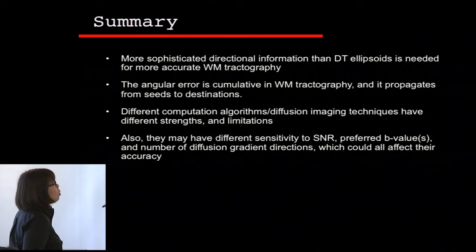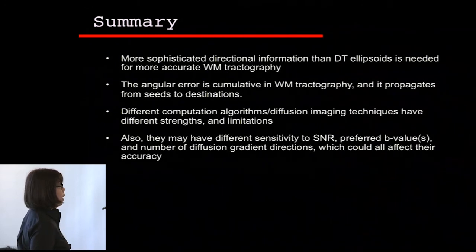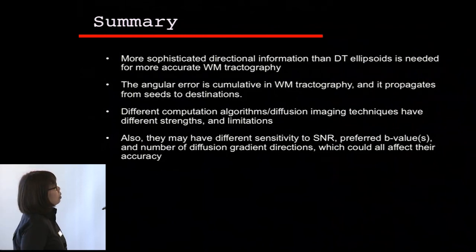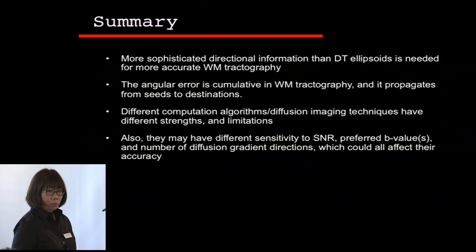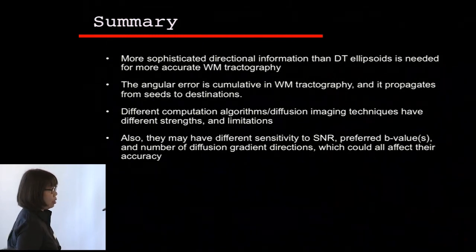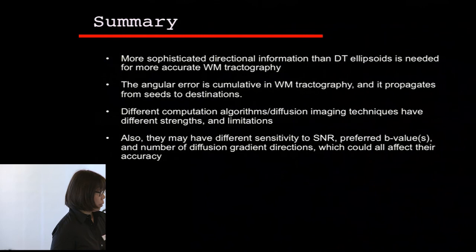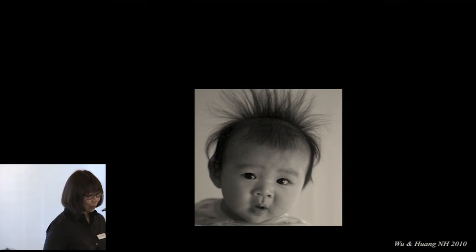Summary. More sophisticated directional information than diffusion tensor ellipsoids is needed for more accurate fiber tractography. The angular error is cumulative in long-range tractography, and it propagates from seeds to destinations. Different computation algorithms or different diffusion imaging techniques have their strengths and their limitations. Also, these different techniques may have different sensitivity to noise. They have their preferred B values and numbers of gradient directions, which could affect their accuracy in estimating the fiber numbers. So last, the brain definitely has thousands of crossing fibers.